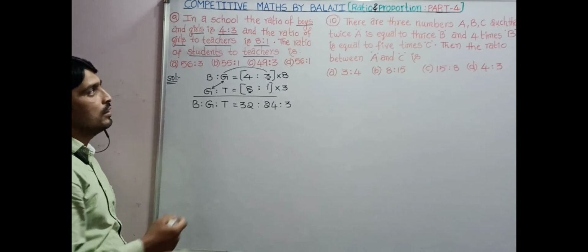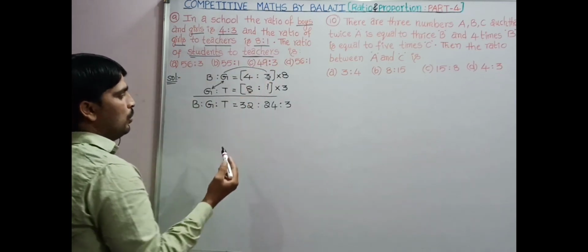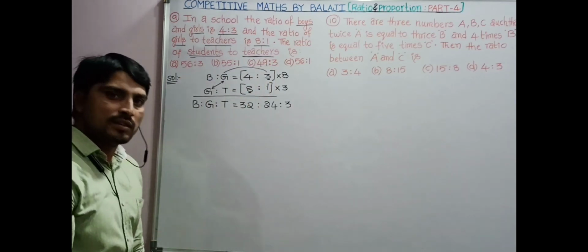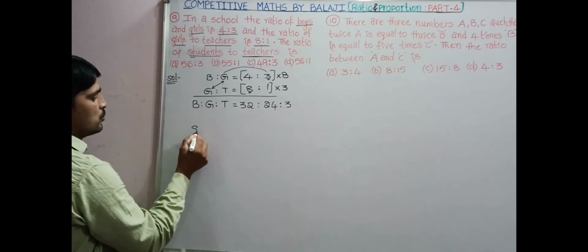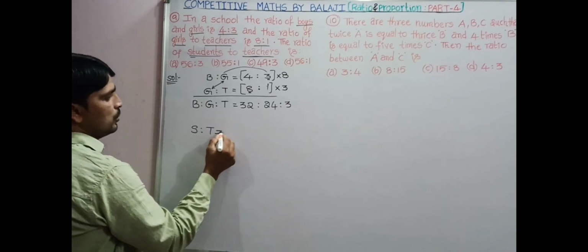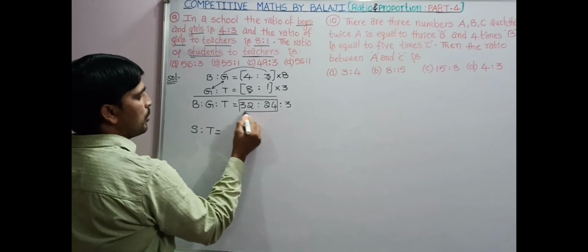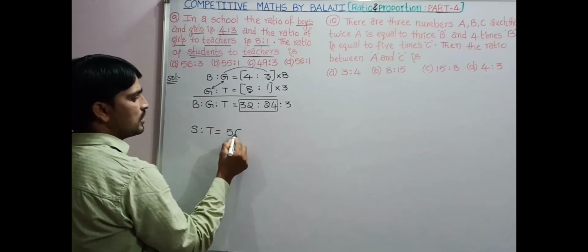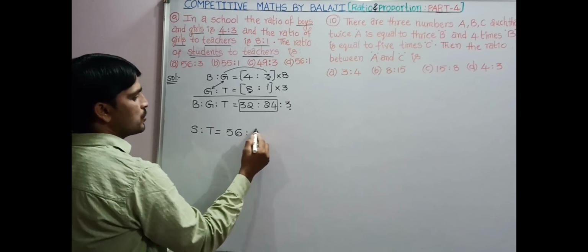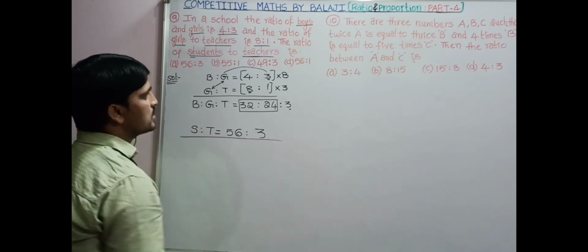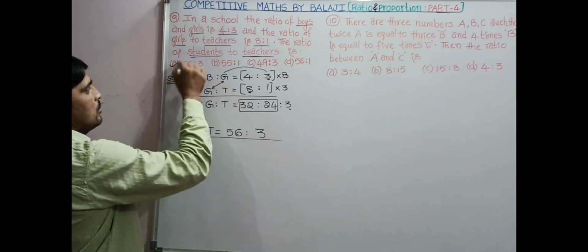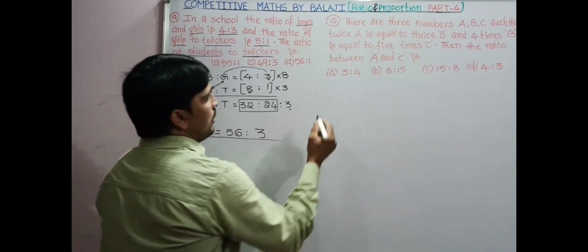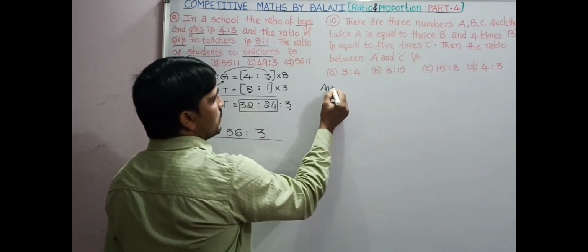But we have to find students to teachers. Who are the students? Boys and girls are the students. So that is the students to teachers ratio. Students means the sum of the ratio of boys and girls: 32 plus 24, 56 is to the teachers ratio, which is 3. That is 56 is to 3, which is our answer. So the answer is A.